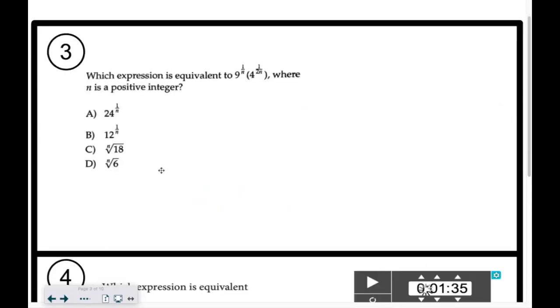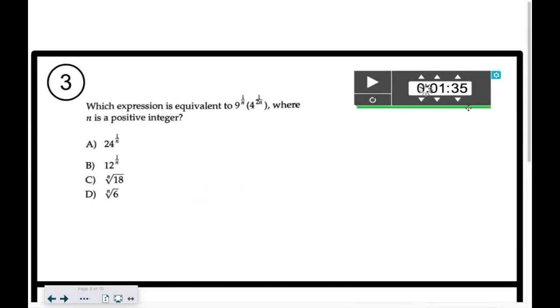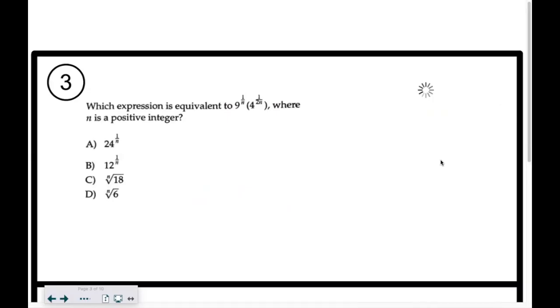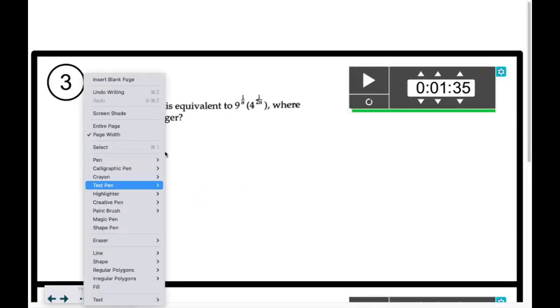These are all equivalent expression problems. So let's take a look at number three.